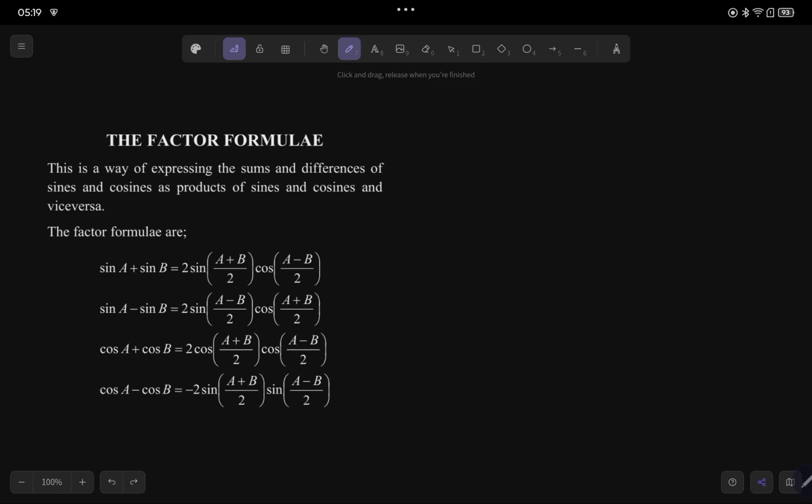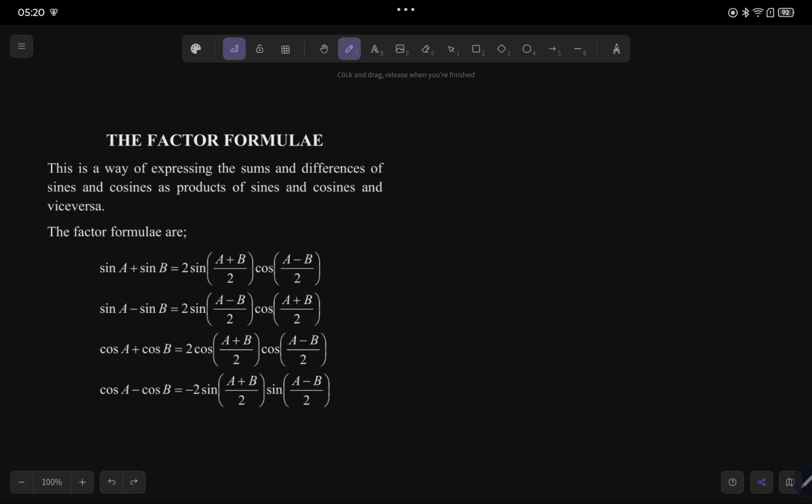Then sine A minus sine B is the same thing, 2 sine cos, but this time you begin with the difference and end with the addition. But in each case, you add the angles, divide by 2, subtract the angles, divide by 2. So for addition, we begin with addition, and for subtraction, we begin with subtraction and end with addition on the right hand side. But it is all sine cos.